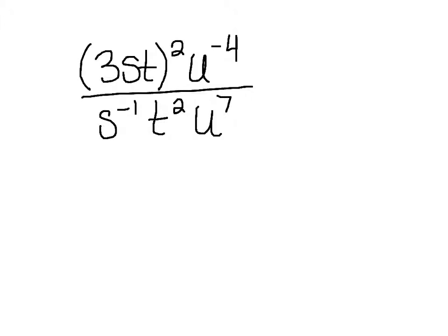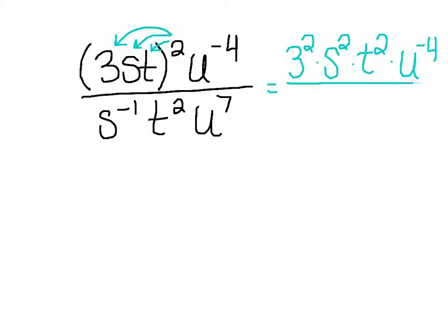Alright, let's look at one more example, and this one's particularly tough, so I want you to pause the video and try your best to solve it again. Alright, using our laws of exponents, we're going to first distribute this exponent of 2 to each term on the inside. So I'm going to have 3 to the 2nd times s to the 2nd times t to the 2nd times u to the negative 4th divided by s to the negative 1st times t to the 2nd times u to the 7th. Now I personally like to group all of my numbers and similar variables together.